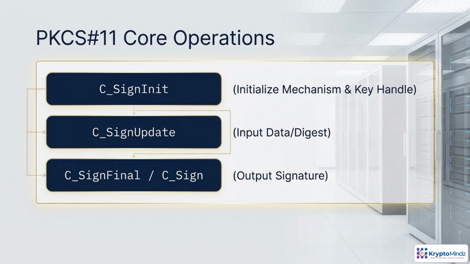With PKCS #11, every signing flow follows the same basic pattern. You already have a session handle, and you've located the private key, referenced only by its handle. C_SignInit ties together the session, key handle, and mechanism, which defines the algorithm and digest behavior. You then stream data or a pre-computed digest with C_SignUpdate. Finally, C_SignFinal, or the one-shot C_Sign, returns the signature for that mechanism.